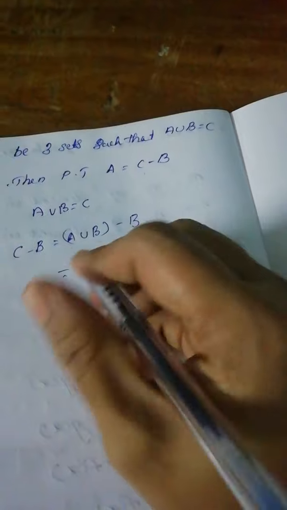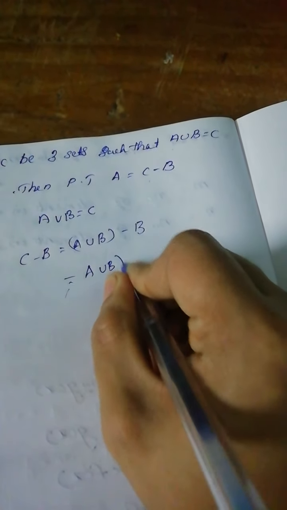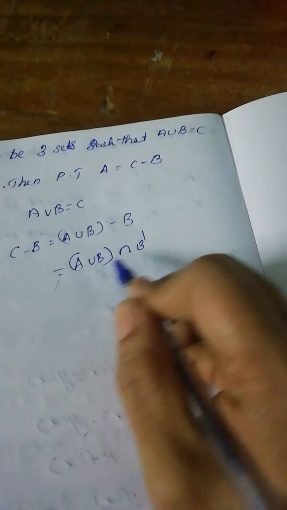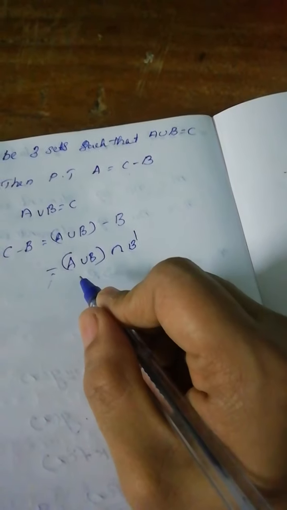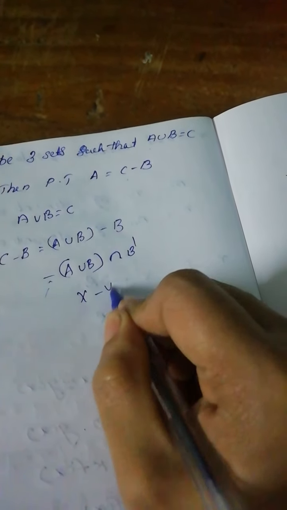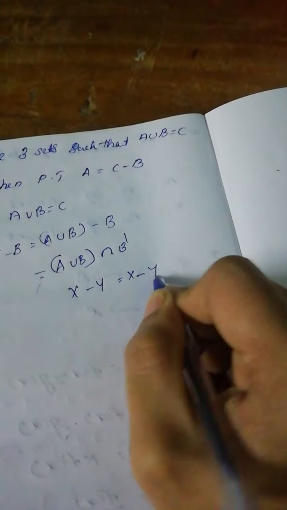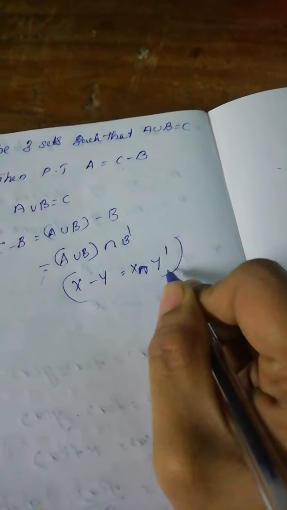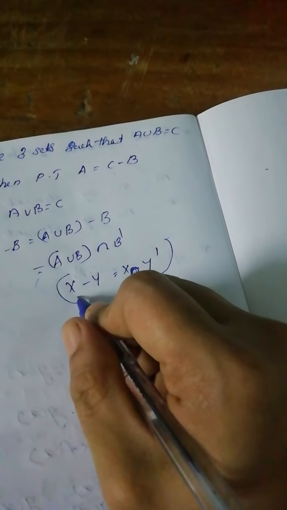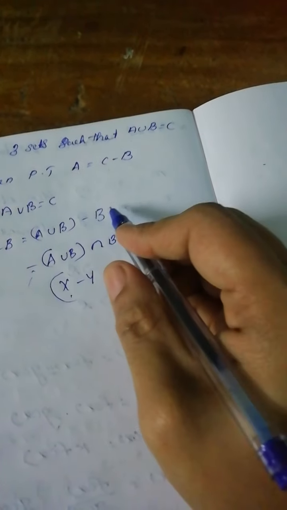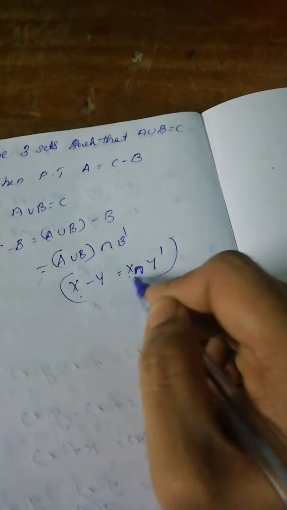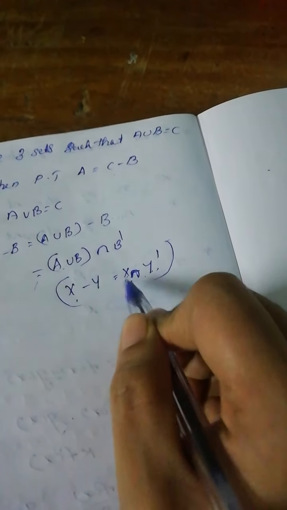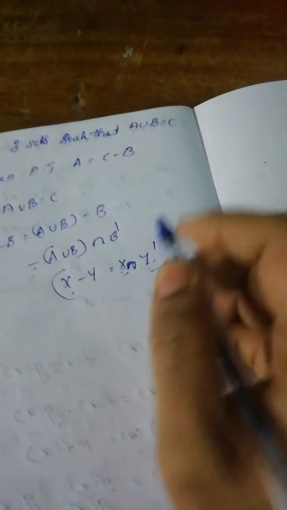Next step can be changed into A union B intersection B complement. How can we write like that? Using the formula x minus y equal to x intersection y complement. Using this formula, we take A union B as x and B as y. So our relation becomes x intersection y complement. Here also we put A union B instead of x and B complement for y complement.